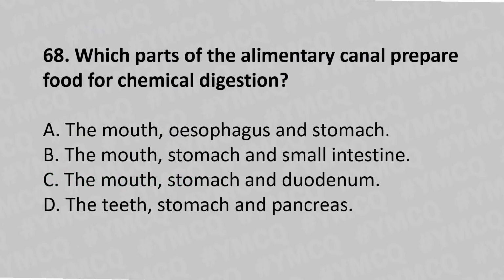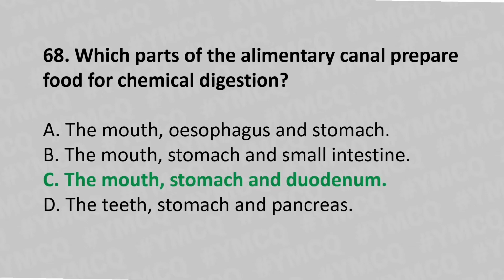Now let's move to question number 68. Which part of the alimentary canal prepares the food for chemical digestion? Option A, the mouth, esophagus and the stomach. Option B, the mouth, stomach and small intestine. Option C, the mouth, stomach and duodenum. Option D, the teeth, stomach and pancreas. And the answer is option C, the mouth, stomach and duodenum.